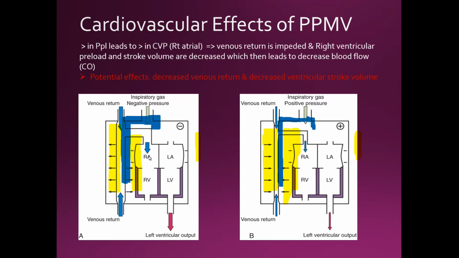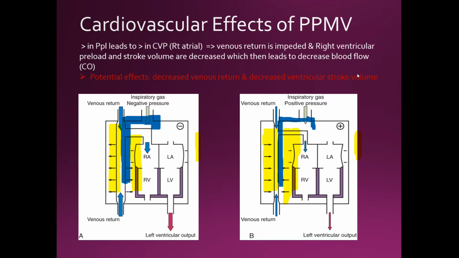But suffice it to say that you can have a decreased venous return and decreased ventricular stroke volume. Now, I had said that the cardiac output is the combination of stroke volume and heart rate. So if you have a decreased stroke volume and you have a decreased return, especially with your stroke volume, that's going to affect your cardiac output.